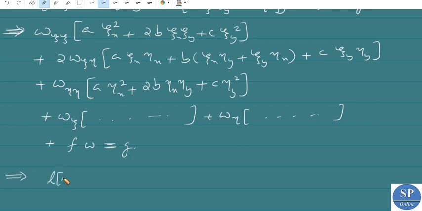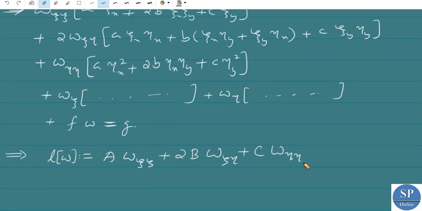L of w is equal to A into w_ζζ plus 2 into B into w_ζη plus C into w_ηη plus etc. That is, plus D into w_ζ plus E into w_η plus F into w equal to G.